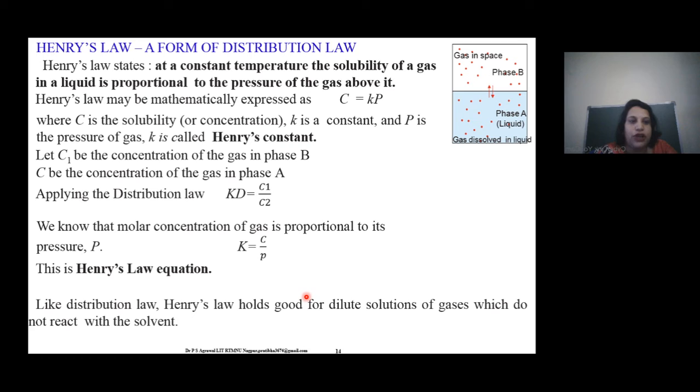If a mixture of gases is in contact with a liquid, the partial pressure of each individual gas, not their total pressure, determines the mass of gas dissolving. In each case, solubility is proportional to partial pressure.